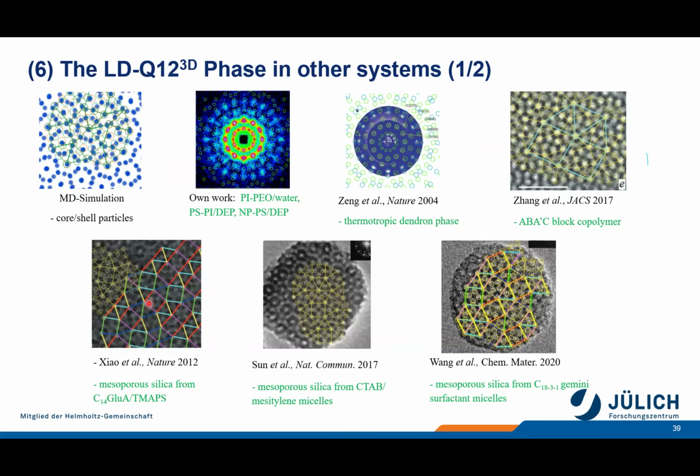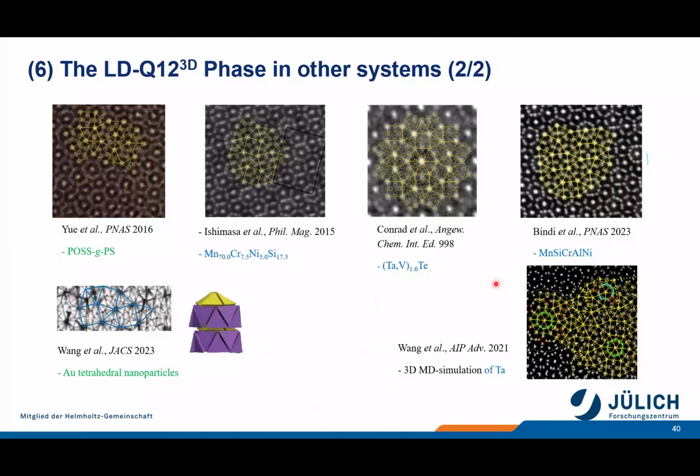Mesoporous silica, which is prepared by micellar phases from certain surfactants, so they keep this shape and then you reproduce the mesoporous silica. This is the first report. This is from Wiesner's group at Cornell, and this is a quite recent report. Also, they form this low-density Q12 phase. You could just come with the same tiling, tile decoration, and do this. And sure enough, this 12-fold phase is also observed for metal alloys, like for this work from Ishimasa, from Conrad. Now this is 1998 with the tantalum tellurium.